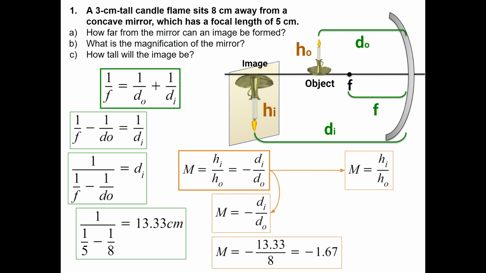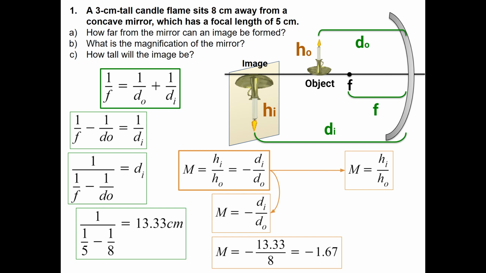I do know what the magnification is of this mirror. We just solved for it. It's negative 1.67. And I actually also know what the height of the object is. They said it's a 3 centimeter tall candle flame. I think earlier I might have said they didn't give us either height. That was incorrect. They did give us the height of the object. So I have 2 things. That means I can solve for the third.